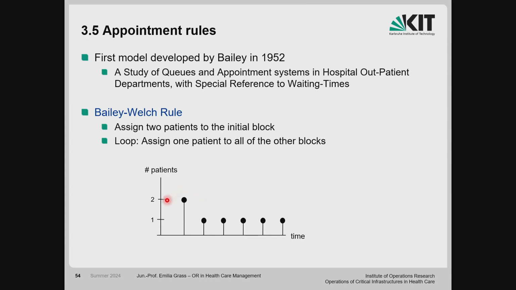So why could it be beneficial to assign here at the beginning 2 patients? What do you think? By the way, they proved that also mathematically, that is beneficial. But what could be the reason? And this is often done nowadays also.